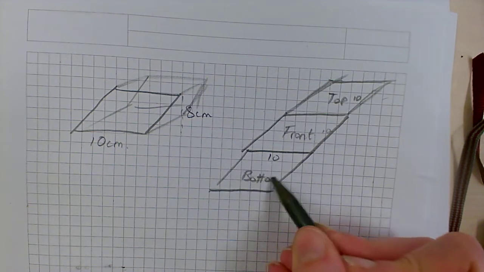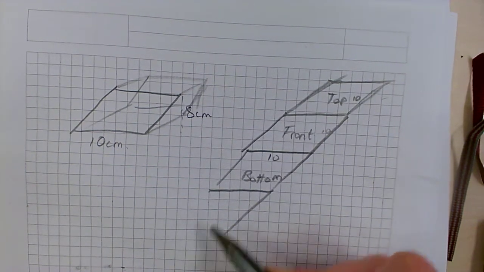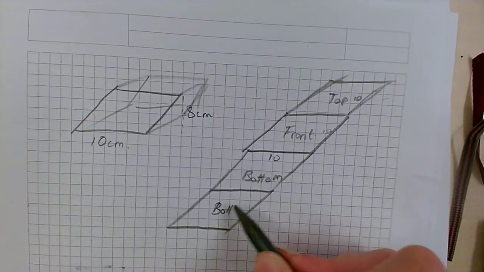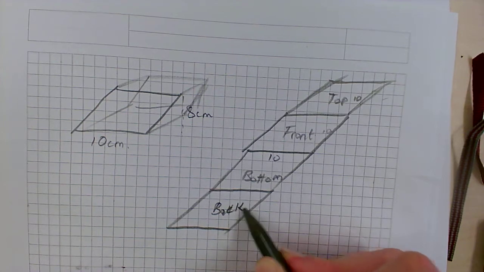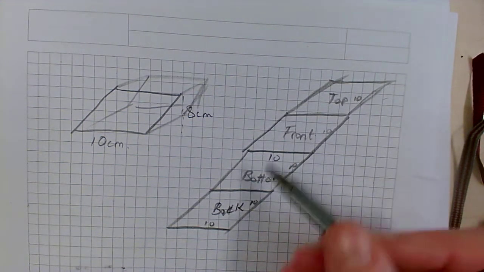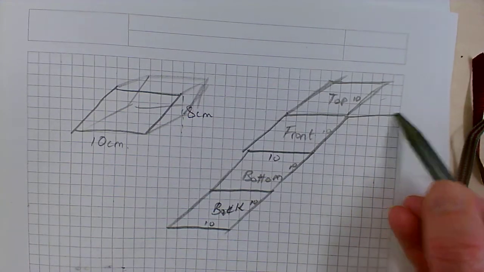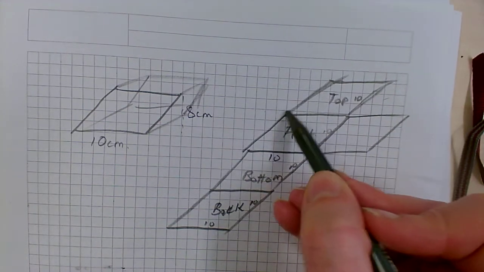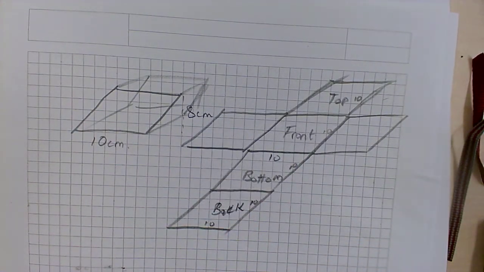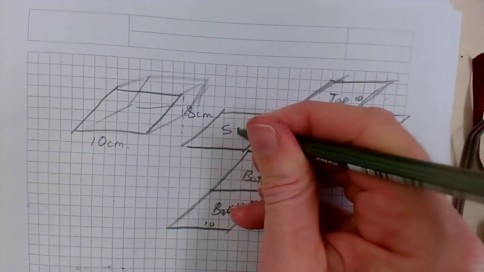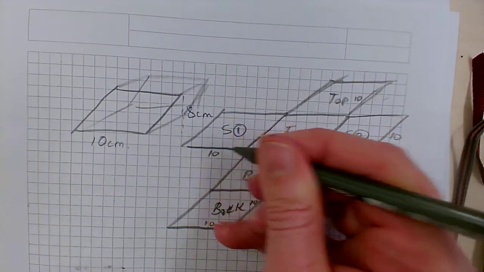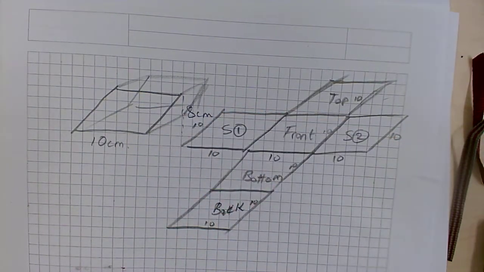Front, top, bottom, and the back. So we're just continuing along the line. Back, and also 10 and 10 along here. So then stick on the two sides wherever you feel like, and they are the same as each other as well. So it's like a cube, and we've kind of skewed it. Side 1, side 2, 10, 10. Everything is 10 here because it is a rhombus.